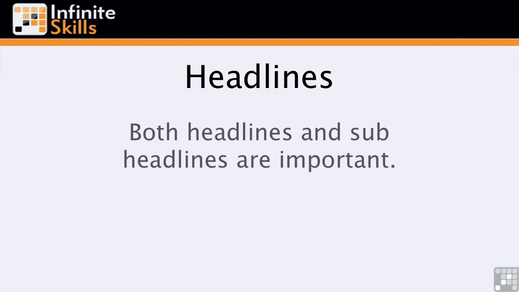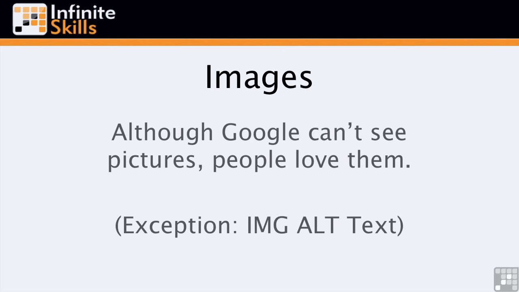You might want to switch that up a little bit. But definitely use subheadlines to break up your content and definitely try to get your keywords in there. So images. Images are very important. Even though Google can't see them, people love them. So you want to use images because it breaks the content up, it keeps people engaged, and it's a good opportunity to use the image alt text.